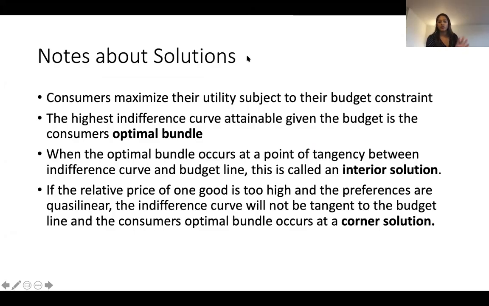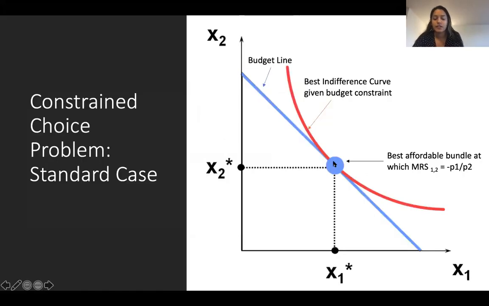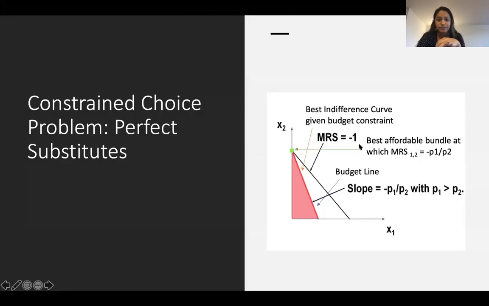These are just some notes before I move on to actually solving some problems. Consumers maximize their utility subject to their budget constraint. The highest indifference curve attainable given the budget is the consumer's optimal bundle. Then there are 2 solutions we need to talk about. The interior solution: when the optimal bundle occurs at a point of tangency between the indifference curve and the budget line, this is called an interior solution. For example, the blue circle would be an interior solution because that's where they're intersecting.